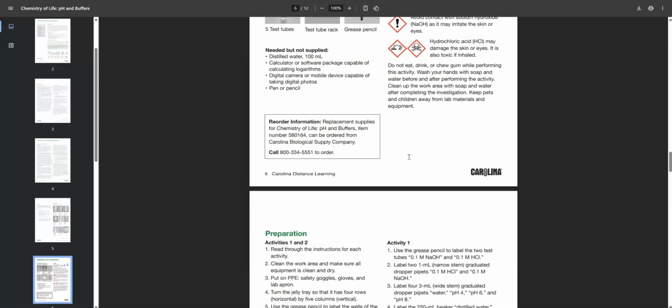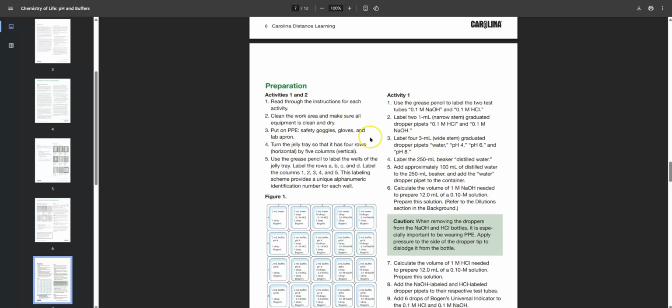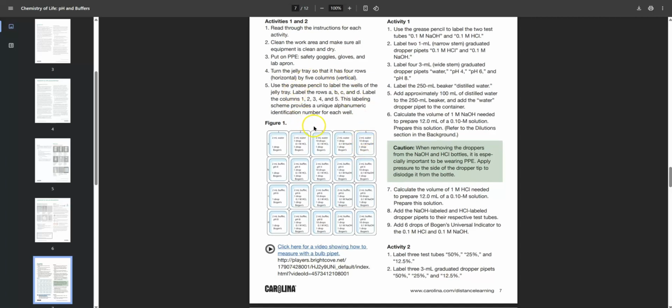When we are looking at completing these activities, there's a lot of prep work that goes into doing activity 1 and activity 2. Essentially you are going to have a tray. It's got 4 rows by 5. Make sure that you label them correctly. The rows should be A, B, C, and D, and then the columns should be 1, 2, 3, 4, and 5.